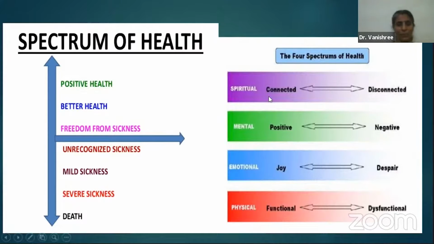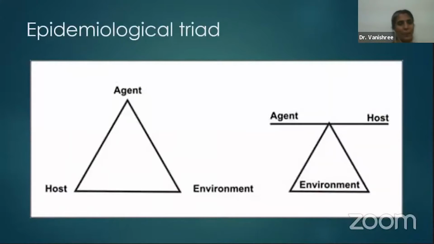Here again, the 4 spectrums, how is it like? The mental health being positive and negative, spiritual, to be connected to oneself, and then to the divine, to the nature, however you want to call it. And then the epidemiological triad concept. We all know the agent, host, environment triad. When it goes off balance, any of the three, we will get disease.